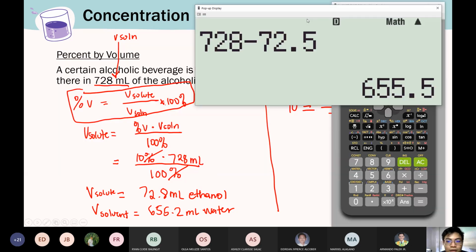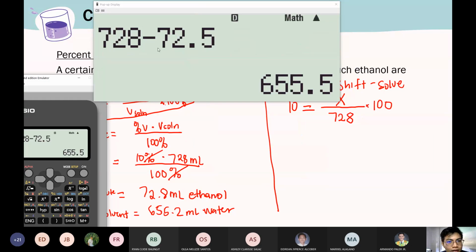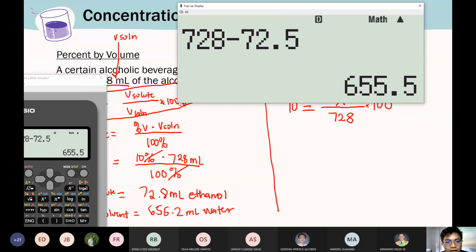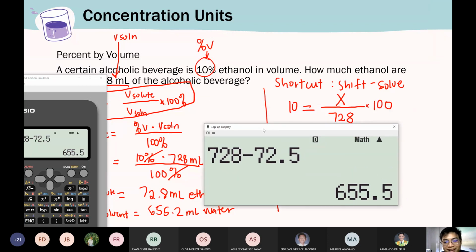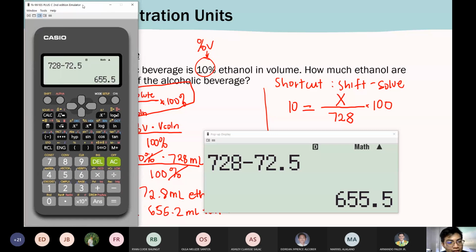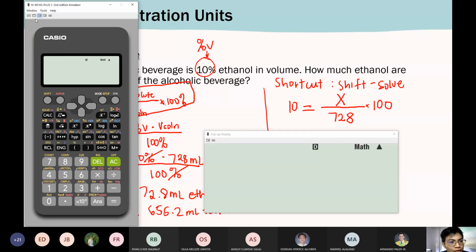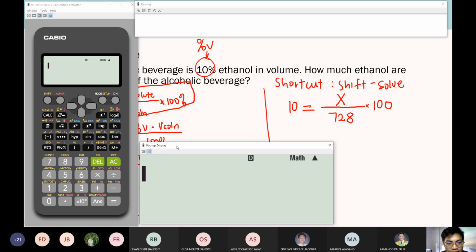Now, how will you input this in your calculator? Ito yung biggest, kung alam nyo na, edi good. Kung hindi pa alam, edi watch and learn. Okay? Kasi ako tinuturo ko to kahit sa senior high. Anyway, so how are you going to type it into your calculator? So, this is my keylog. You will see how I will press the keys.